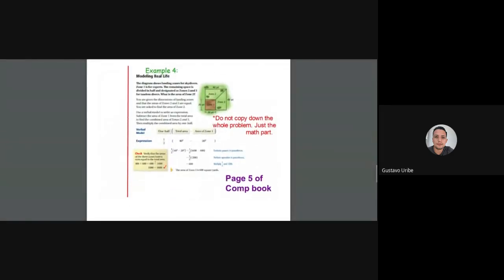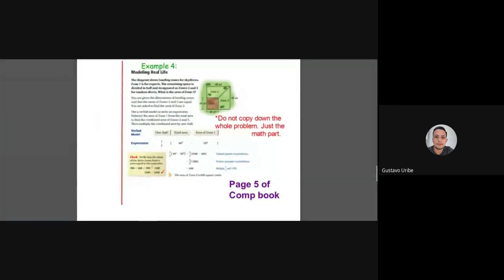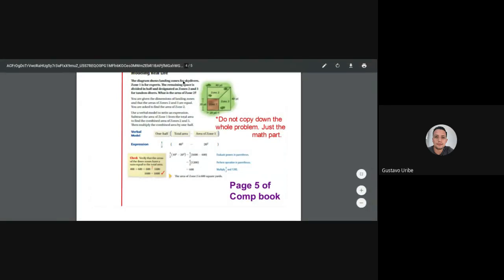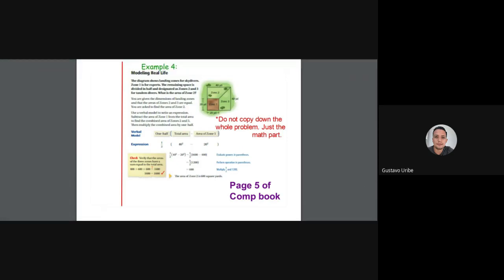Okay, last problem is a little bit more difficult. It is modeling a real life scenario. So it says the diagram shows landing zones for skydivers. Zone 1 is for experts. The remaining space is divided in half and designated as zones 2 and 3 for tandem divers, which is when you fly with somebody strapped to your back and they're controlling the parachute. This is beginning skydivers. What is the area of zone 2?